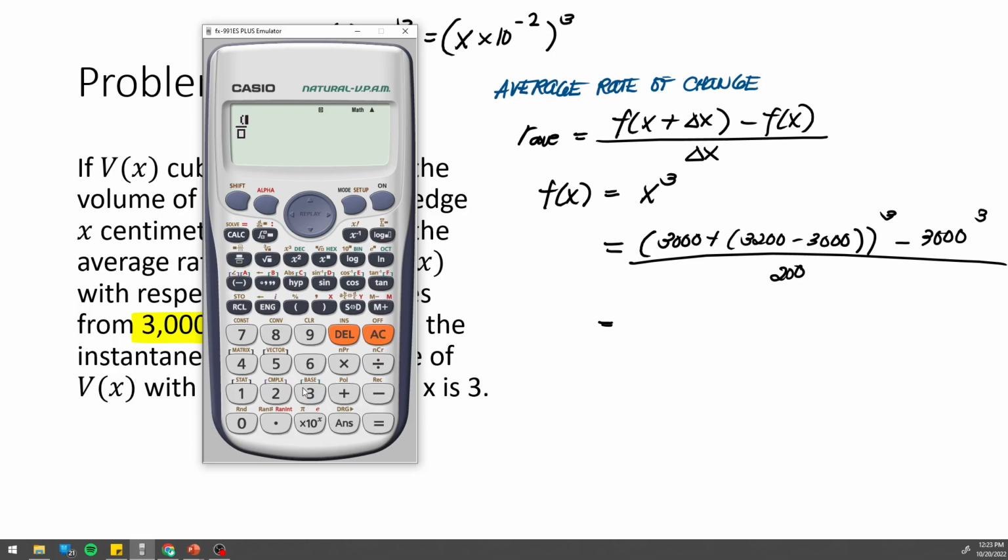Sorry. 3,000. Then plus 3.2 times 10 raised to 3 minus 3 times 10 raised to 3, quantity cubed, minus 3,000 cubed, all over 200. So, therefore, we need to convert this into, what do you call this?